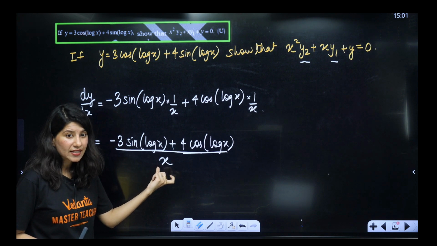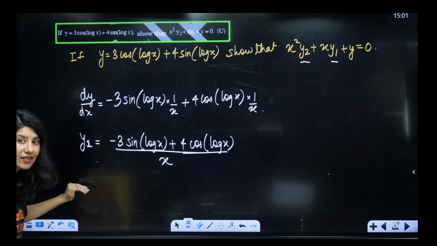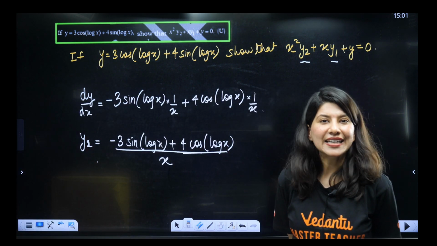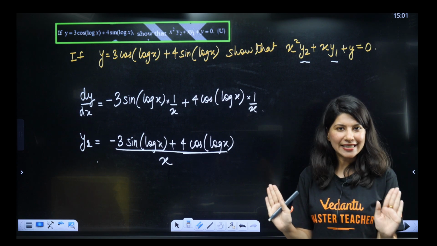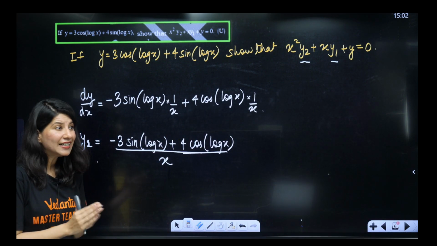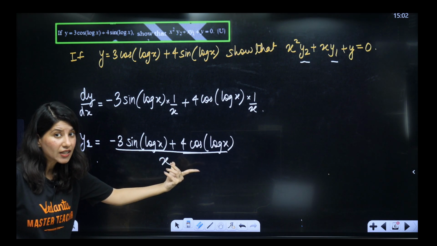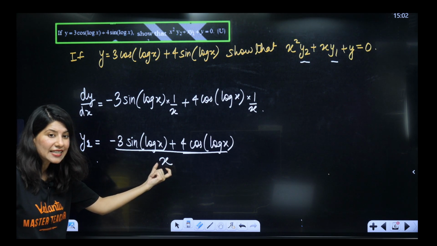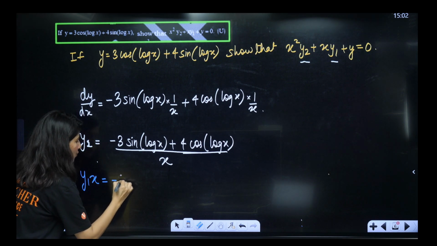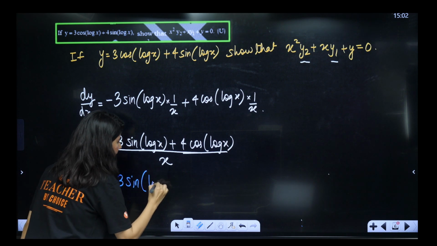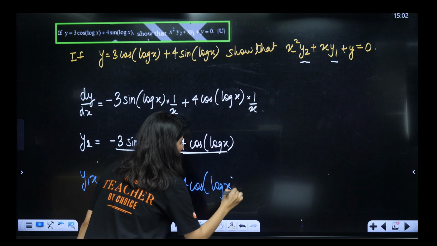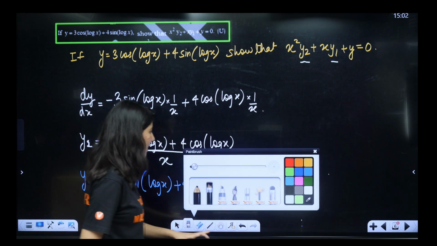So over here, x is here. If I again differentiate it right here, then on the right hand side, I will have to apply the division rule. Now, applying the division rule is not an easy task. You will agree, right? There is a formula. So rather than differentiating here itself, you have to just take this x towards the left hand side. So this will be y1 x equals minus 3 sine log x plus 4 cos log x. Okay, and now there is no need of applying the division rule.